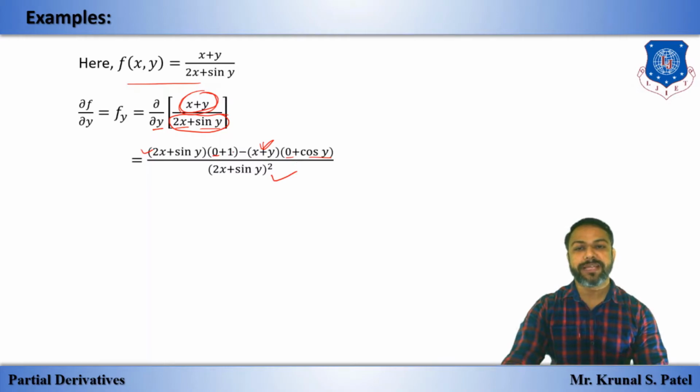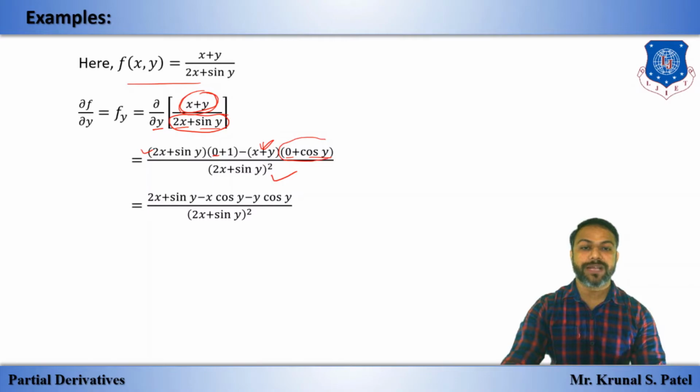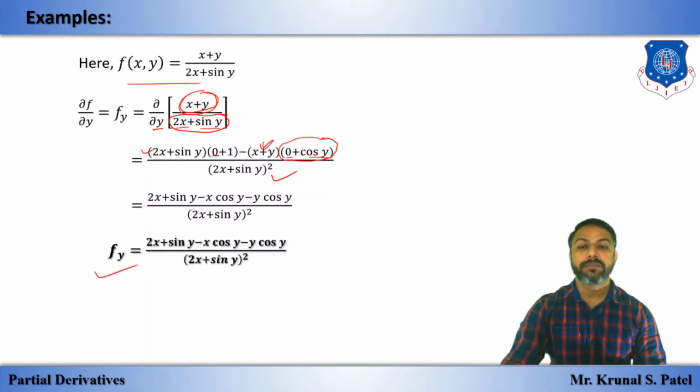Now by simplifying, we have 2x plus sin y, minus this 0 plus cos y becomes cos y, and we multiply this cos y with x and y. By opening this bracket we have this minus, so the sign will be changed: minus x cos y and minus y cos y, and the denominator as it is. So this is our final answer, because there is no term which will cancel out or which we can take together. So this is our final answer, fy.